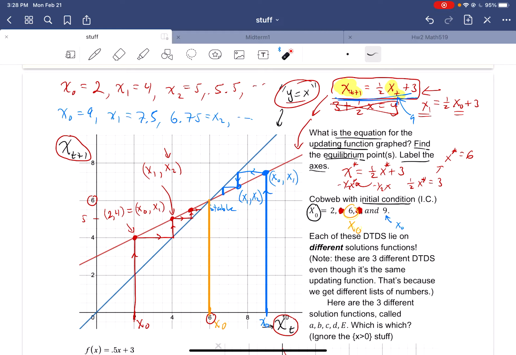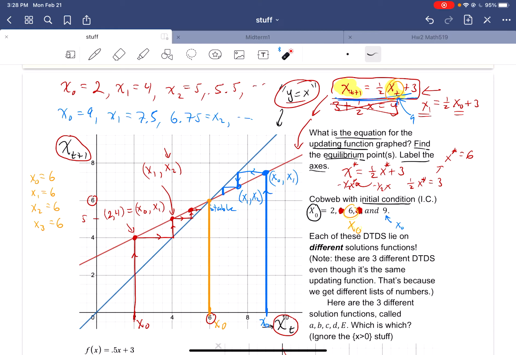I'm already on it. So the point is, if where you begin, if x0 is 6, which is your equilibrium, then for all of future time, you're going to be 6. And you can see that by plugging in 6 to your updating function. You can see that by the fact that the cobweb doesn't move, right?